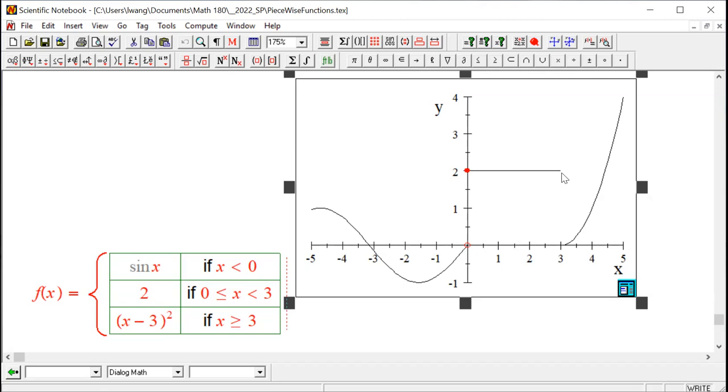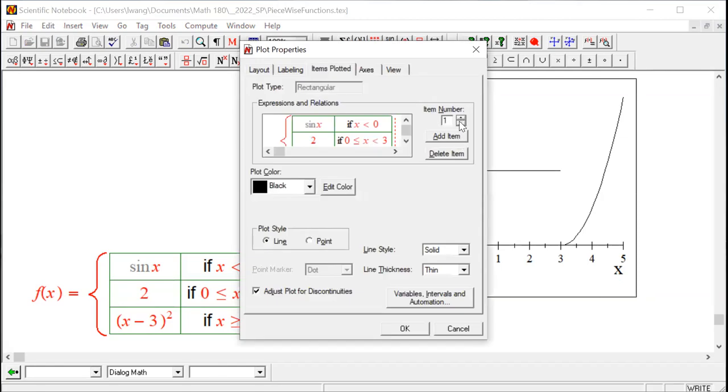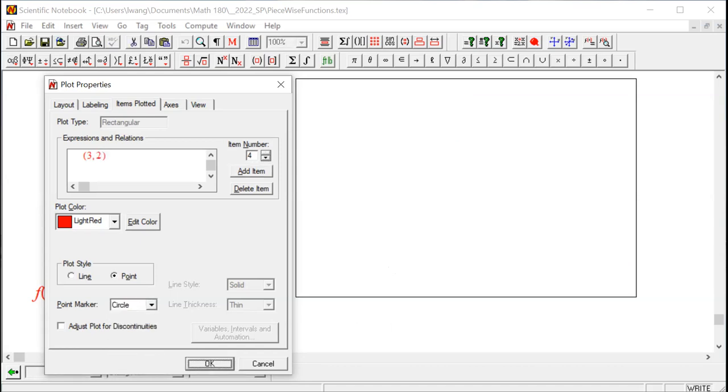So from 0 to 3. At 3, the second rule does not apply. So this piece, when input is 3, output is 2, cannot be in the picture. So we need to put another circle, which is (3, 2), and that has to be a circle.